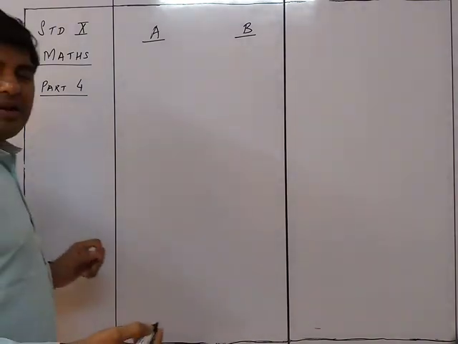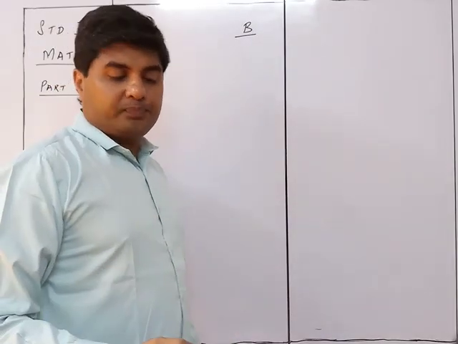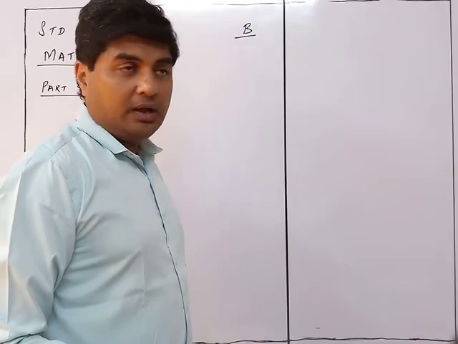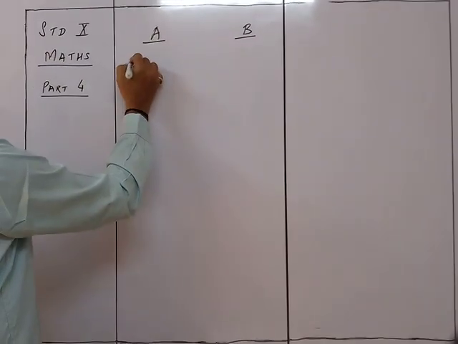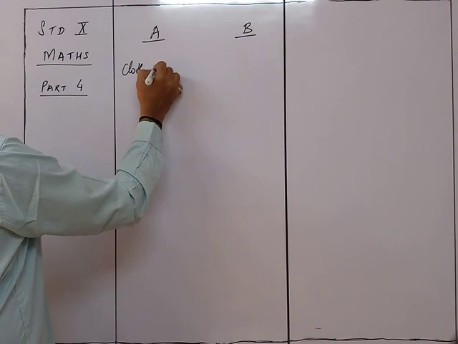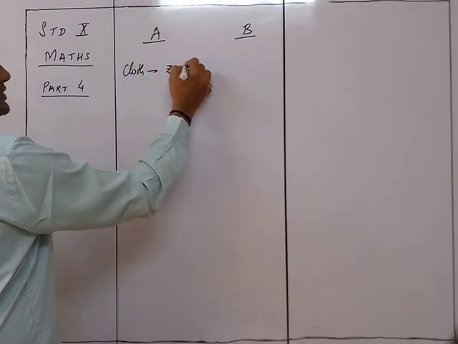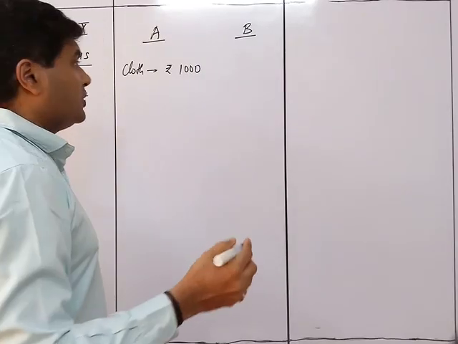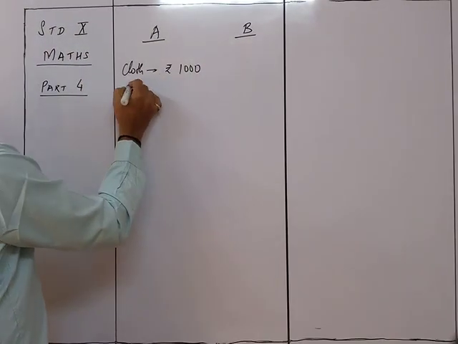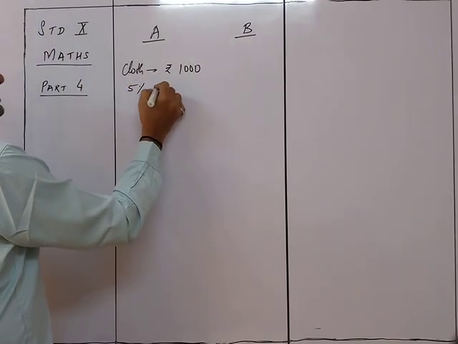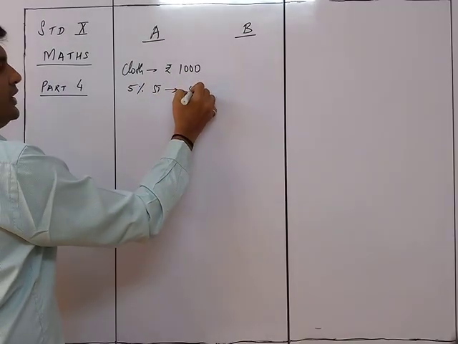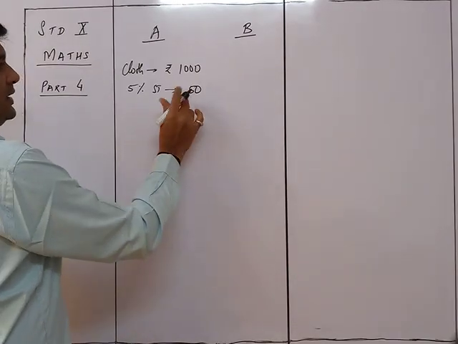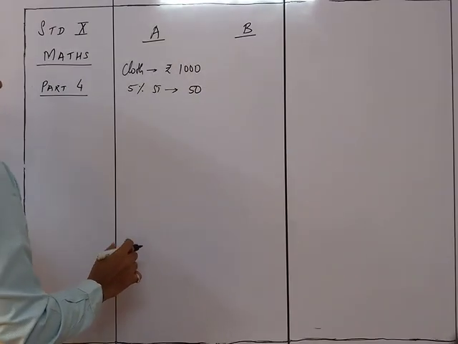Now suppose the person A is a tailor, and he bought cloth. So the cloth cost him rupees 1000. The cloth only has 5% as the sales tax. Therefore, the sales tax is only rupees 50. So his tax over here is only 50.